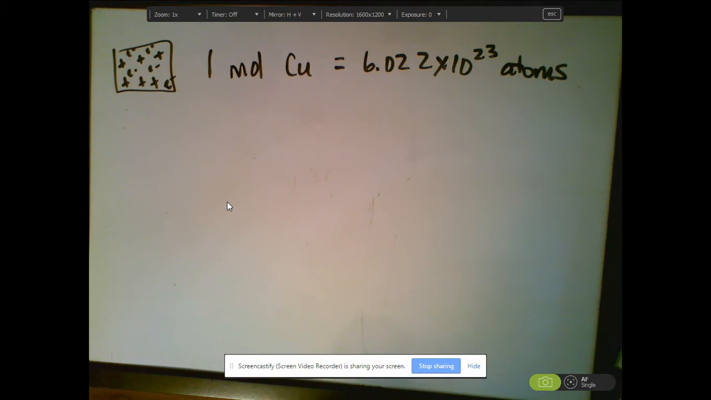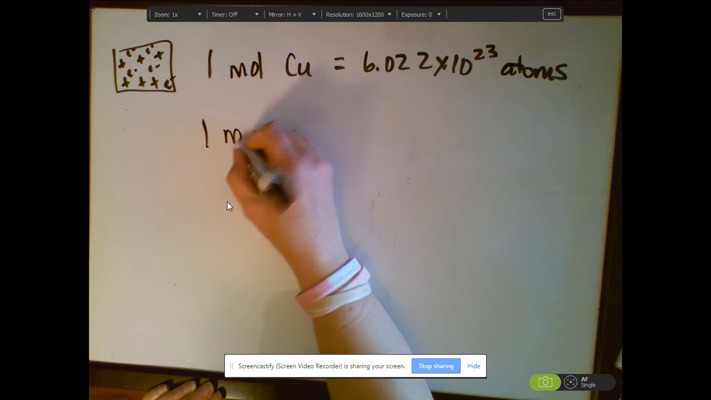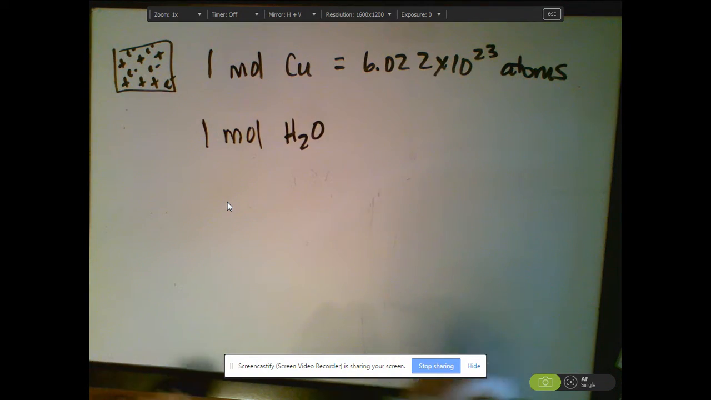Well, if we move beyond thinking about individual elements and we start to think about compounds and look at something like water, which is a covalent compound, and covalent compounds are formed by the sharing of electrons.